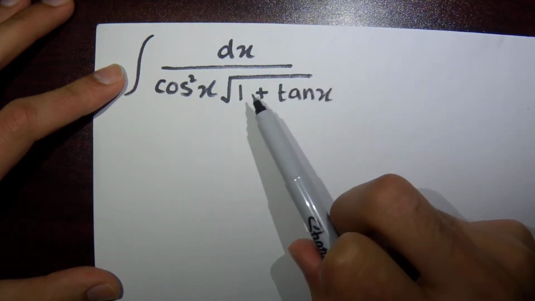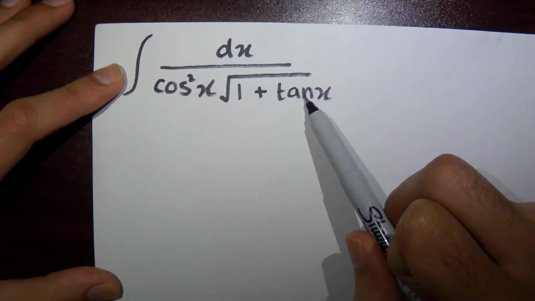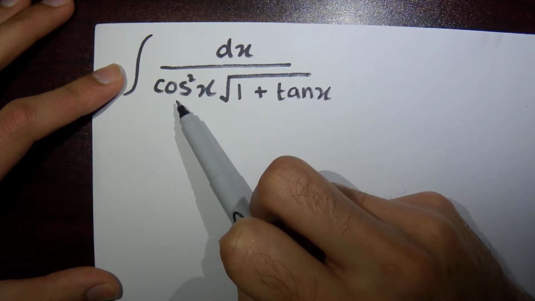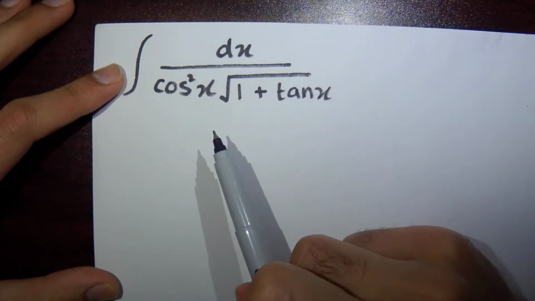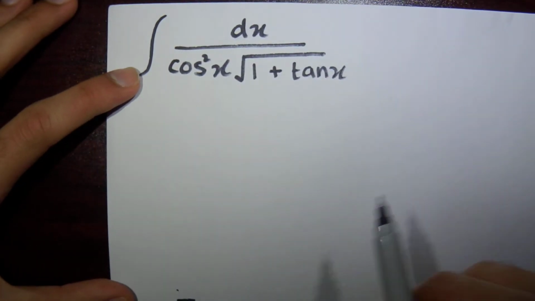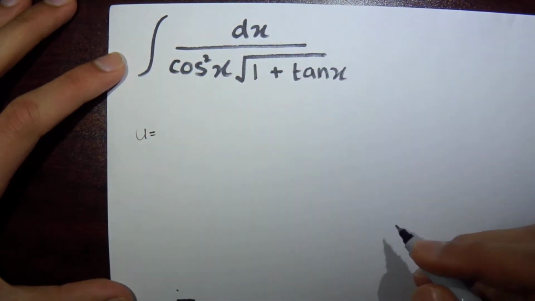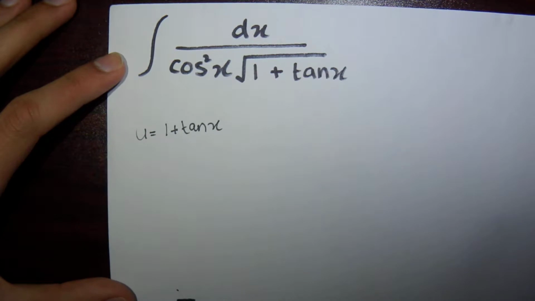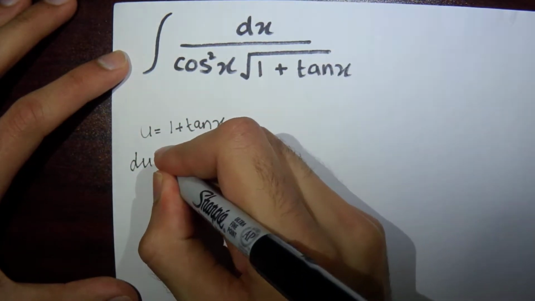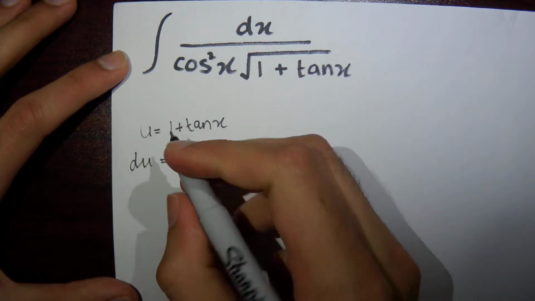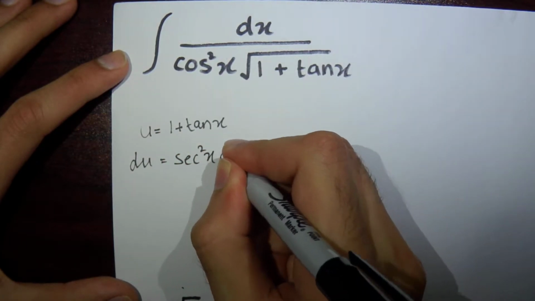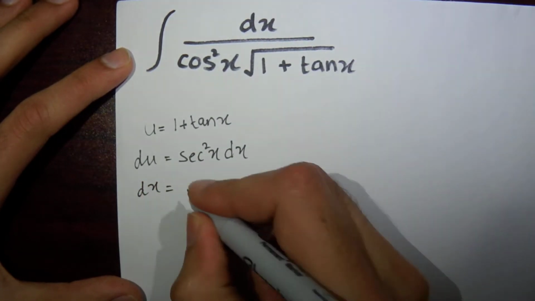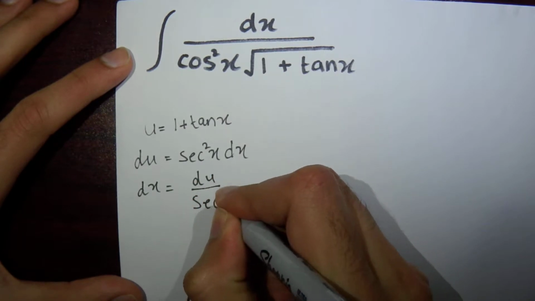If we attempt to make 1 plus tan x as u, our derivative would be secant squared x. Secant squared x has similarities with cos squared x. I do see possibly a cancellation there. So let's go about that. Let u equal 1 plus tan of x, which further means that du would equal the derivative of 1, which is 0, plus the derivative of tan of x, which is secant squared x dx. This could also be written as dx is equal to du over secant squared x.